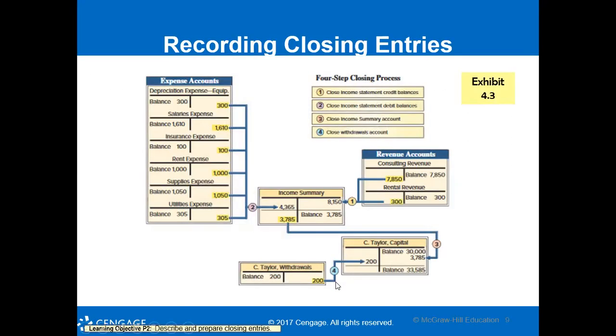Owner drawings. So owner drawings have a normal debit balance. So again, to close that out or to zero that out, we're going to credit it. And of course, when the owner withdraws money, that reduces capital, as we have seen on our statement of owner's equity. So then we're debiting capital, which reduces that owner capital balance.